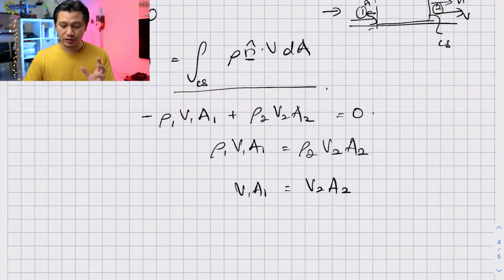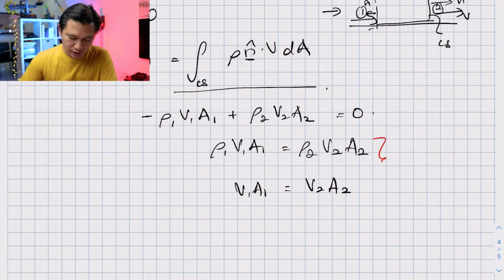And these two equations are very simplified, but they're also very important. You're certainly going to use them in every problem that you're going to work on after this, okay? And this equation is called the continuity equation.